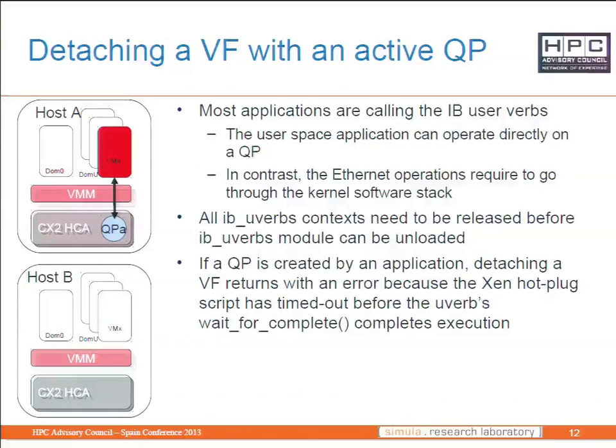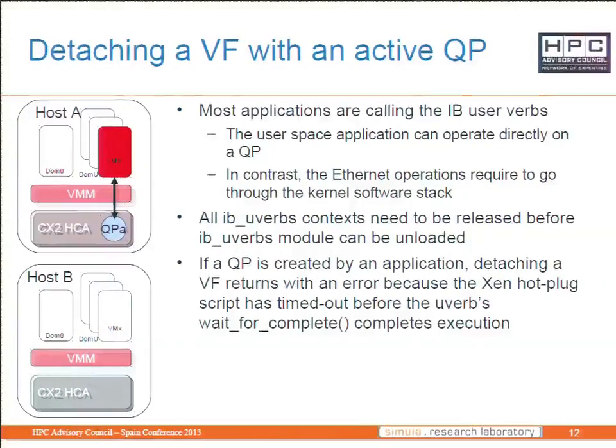So in InfiniBand, most of the applications are calling the IB user verbs. And the user application basically can operate directly on a Q pair. What the user application does is send work requests to this Q pair, to this opaque handler, and then this is forwarded directly to the hardware, in contrast to Ethernet operations that require going through the kernel software stack. That happens because in InfiniBand, much of the work is offloaded inside the network card to achieve the extreme speeds that we can achieve with InfiniBand.